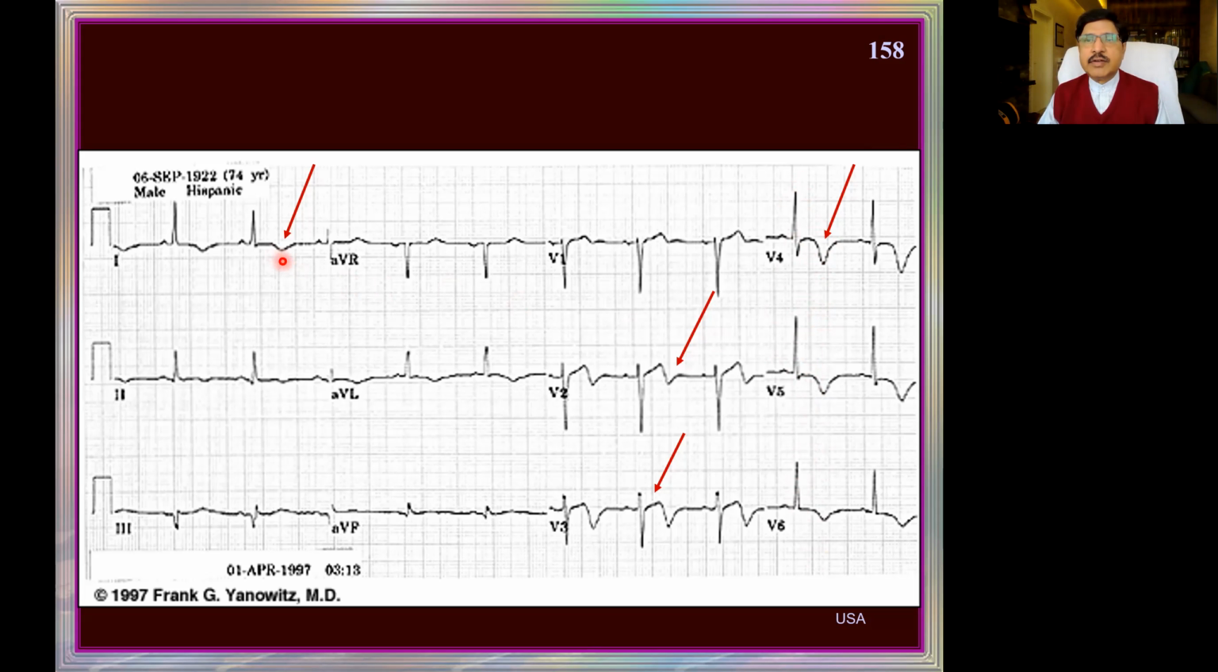Here also we see T inversions in lead 1, V4, V5. Lead 1, aVL tell me it is lateral, and V4 and V3 tell me it is anterior. So it is anterolateral. This is also lateral. So there is something going on in relation to ischemia or injury in the lateral leads. Now the question is, is it unstable angina or is it NSTEMI? How do I know? I have to wait. Repeat the ECG after an hour.